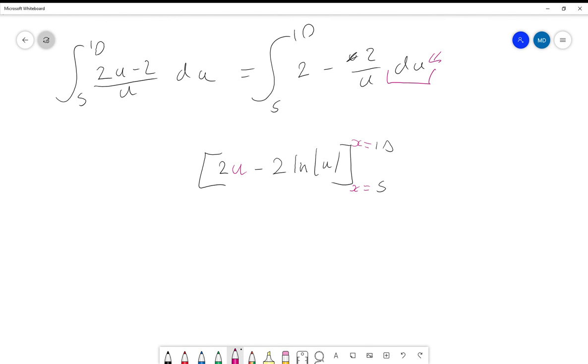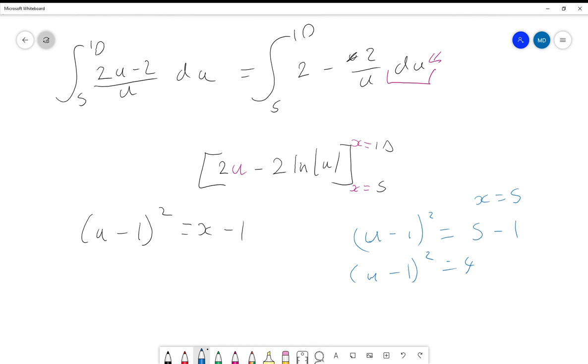And that's very, very important here, because this is the integral from x equals 5 to x equals 10. But we've got u's in our thing we need to evaluate. So we need to go back and remember that u minus 1 squared was equal to x minus 1, and work out what our two x values are. Going from x equals 5, we get u minus 1 squared equals 5 minus 1, so u minus 1 squared equals 4. That means u minus 1 is equal to 2.